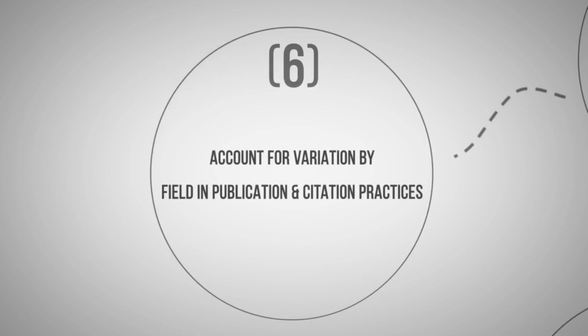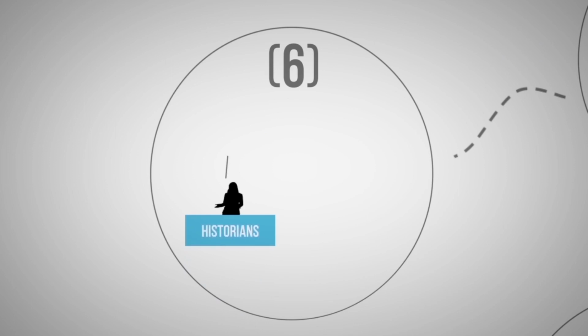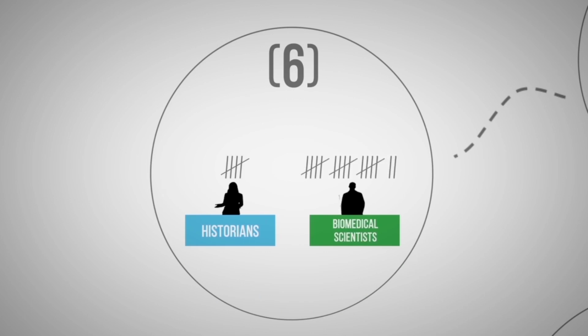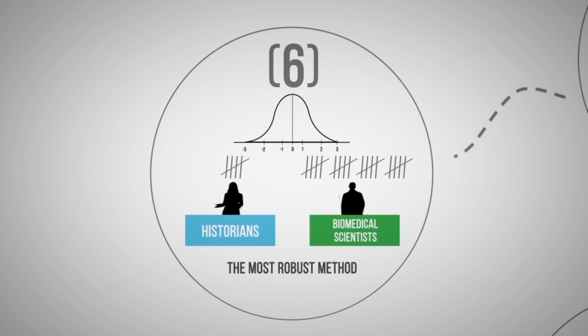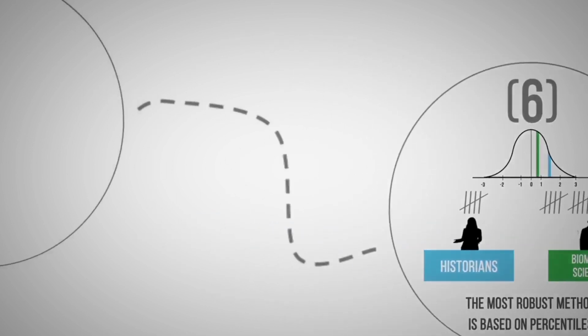6. Account for variation by field in publication and citation practices. In humanities, there are few citations and they accumulate slowly. In biomedical sciences, there are many citations, accumulating quickly. Citation rates vary by field. Normalized indicators are required, and the most robust normalization method is based on percentiles, number of top papers in the top 1% in a field, for example.